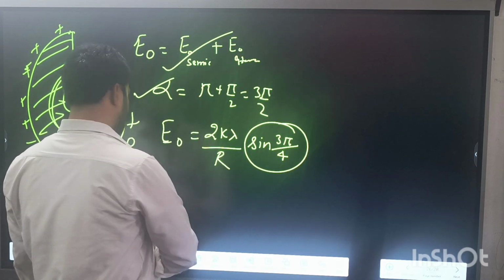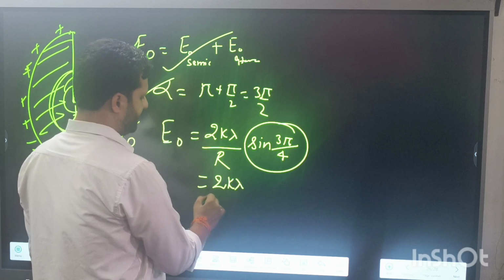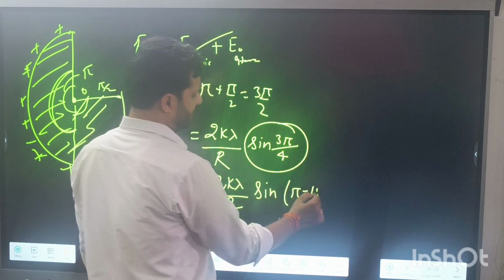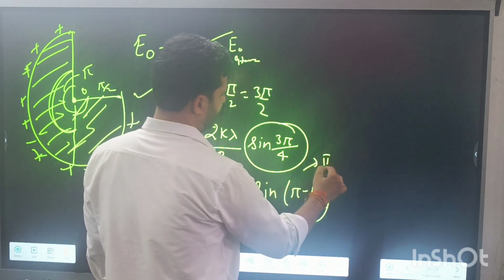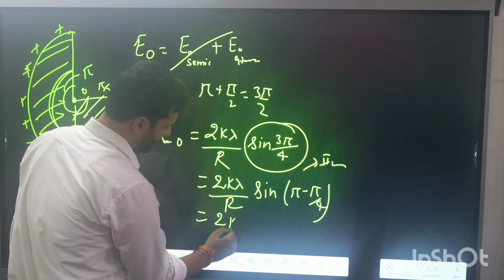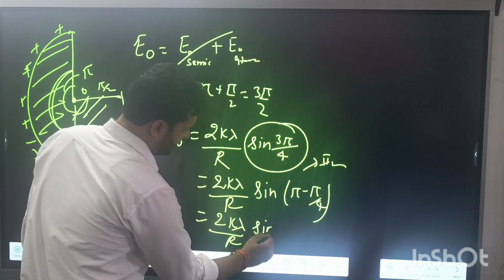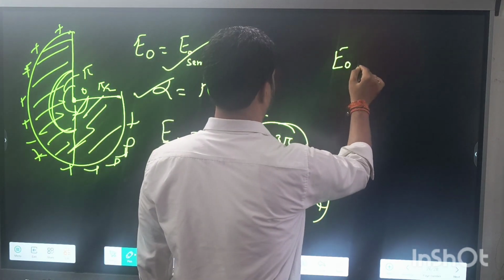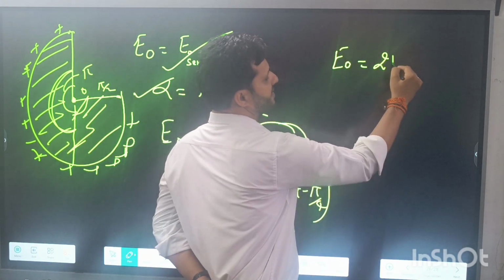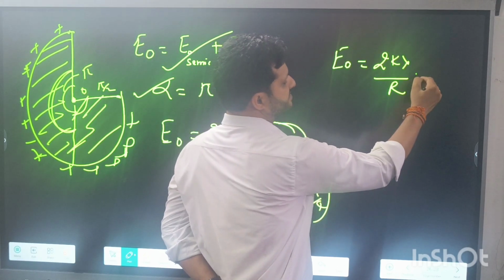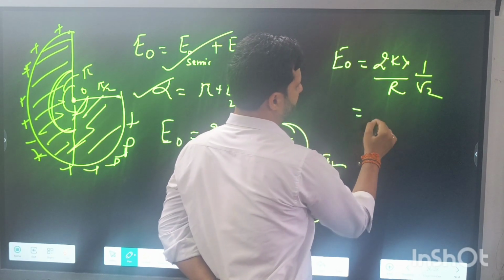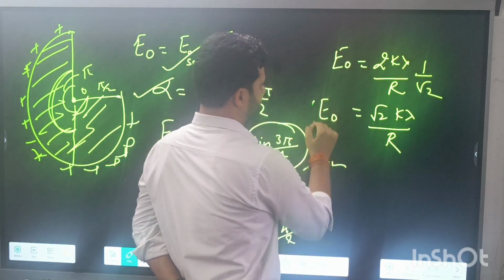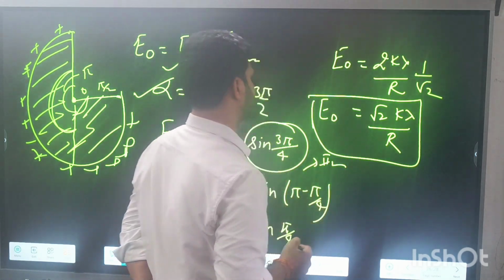Here what we observe is that the value becomes 2k lambda upon r sine 3 pi by 4. We can write it as pi minus pi by 4, and this comes in the second quadrant. So the value is 2k lambda upon r sine pi by 4 itself. The electric field intensity at O is 2k lambda upon r times 1 by root 2, so the value becomes root 2 k lambda upon r. Correct? This type of question you will get.